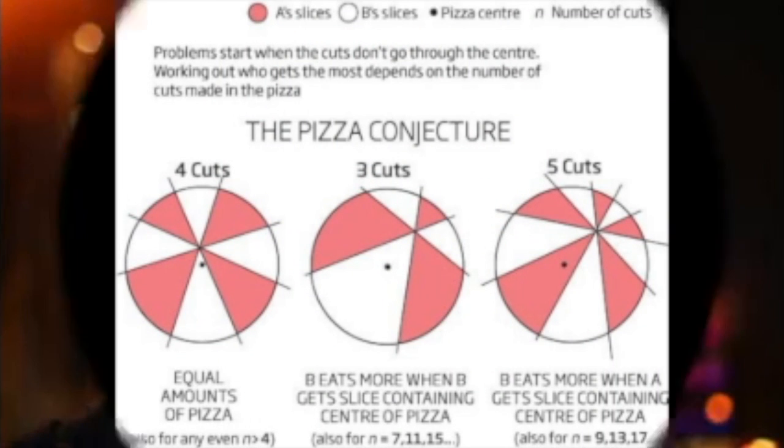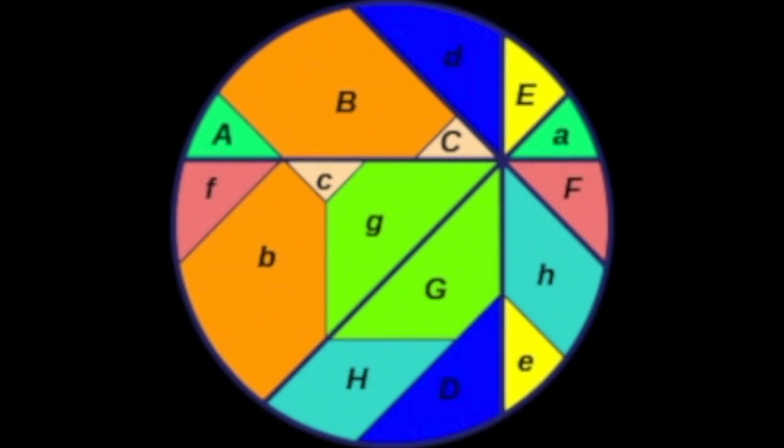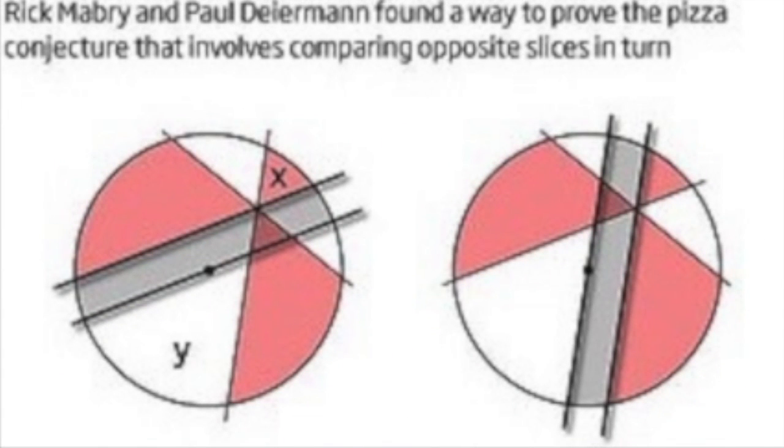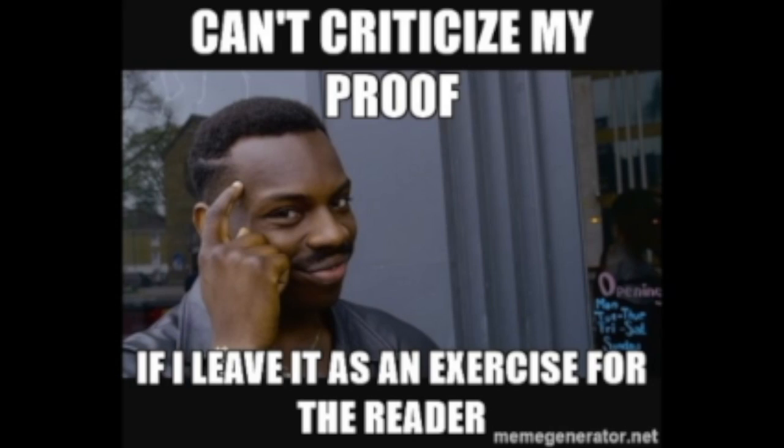Mabry and Deiermann found a way to prove the pizza conjecture that involves comparing opposite slices in turn. Instead of looking at the actual slices, X and Y say, they drew a line parallel to each cut running through the center of the pizza. They then used the rectangular shaded areas as a measure of the difference in area of opposing slices. Plug that into some very complicated algebra and the proof arises.